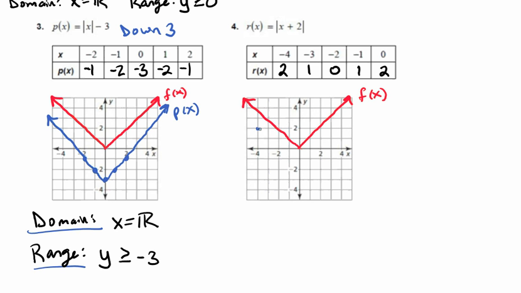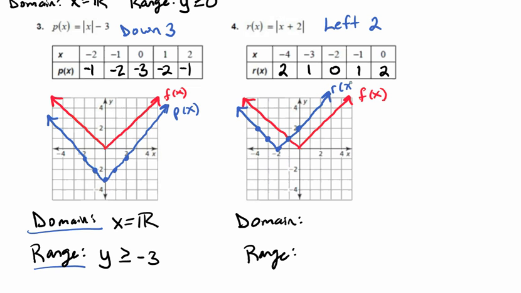And so we can go ahead and graph that, and it looks like it's the same size as far as how wide it is, but it looks like it shifted to the left 2 spots. And now we'll find our domain and our range, again only for our r of x.